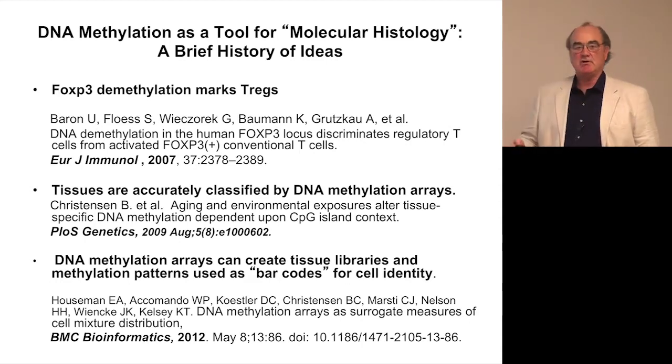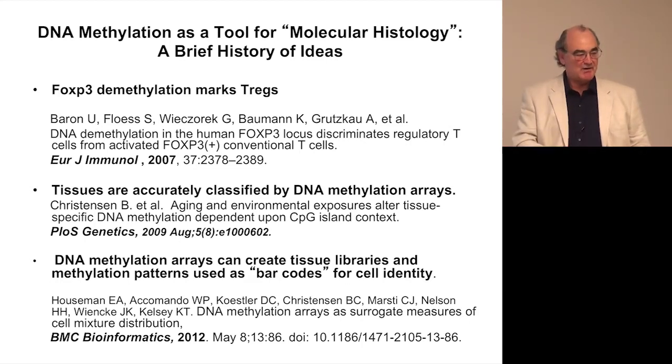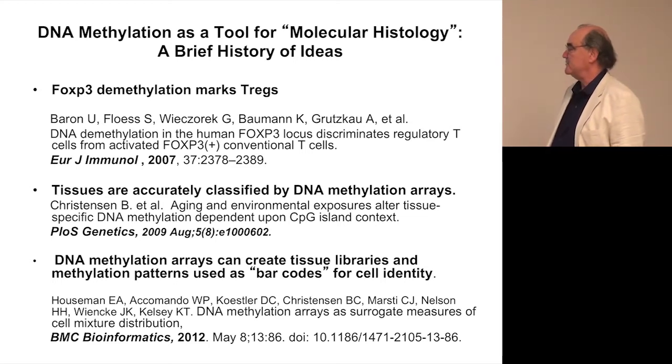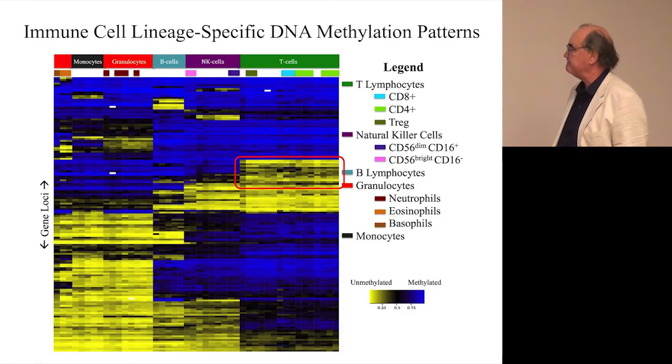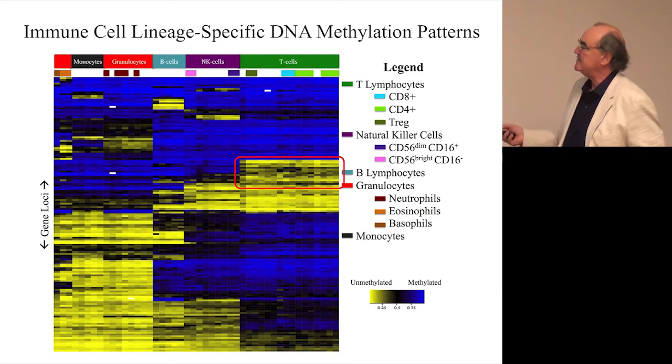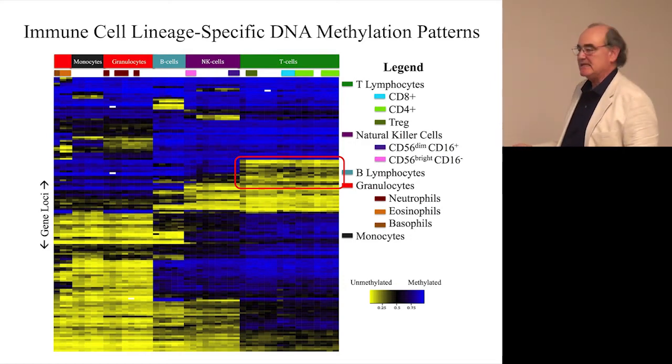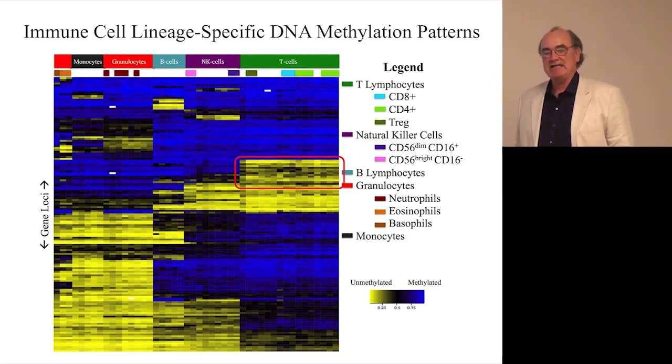We don't have digital arrays yet. We're waiting for you guys to make them, because we're really going to be interested in those. I think they'll be super important. So let me work into some of our work on the immune system. Again, this is array-based data. The unmethylated promoters are shown in yellow. If it's methylated, it's blue.